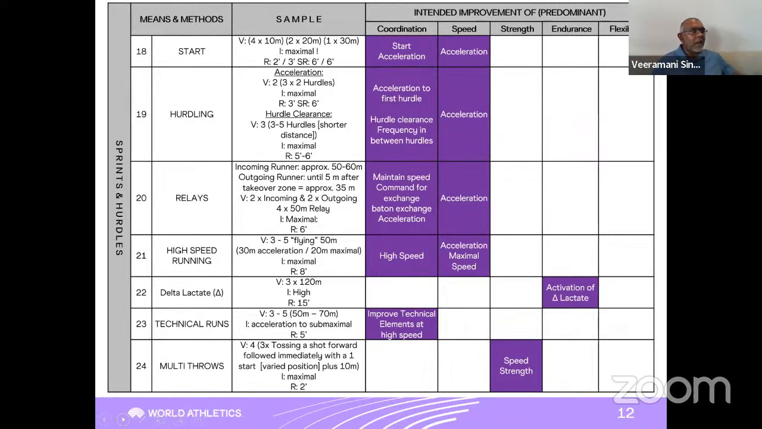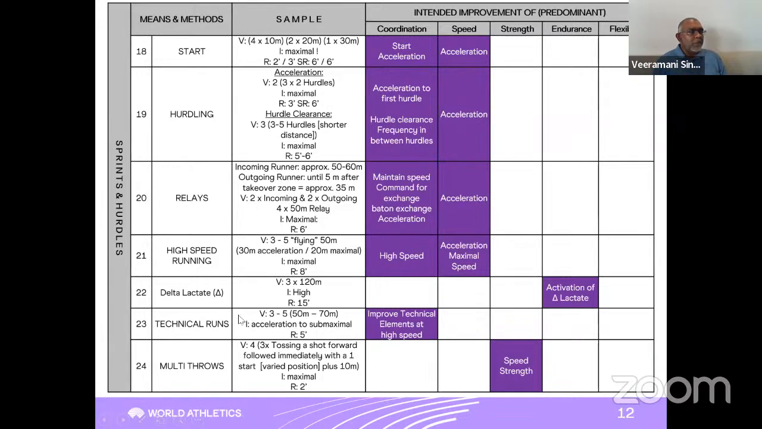High speed running, here it's what we call flying 50 meters, basically 30 meters acceleration with 50 meters of high speed turnover runs that you can put in. So it's a combination of acceleration transitioning into maximum speed.